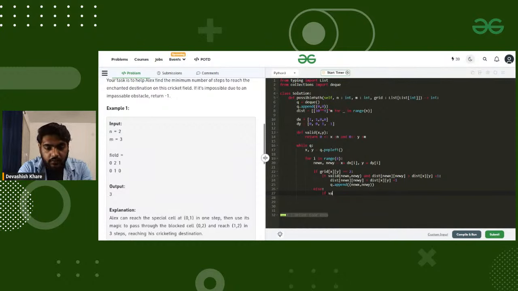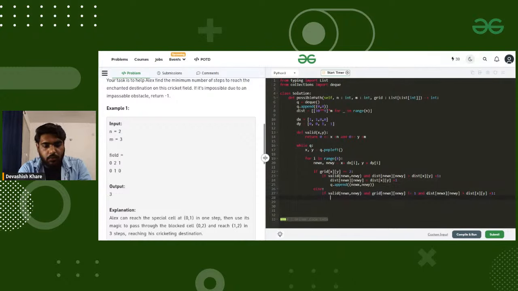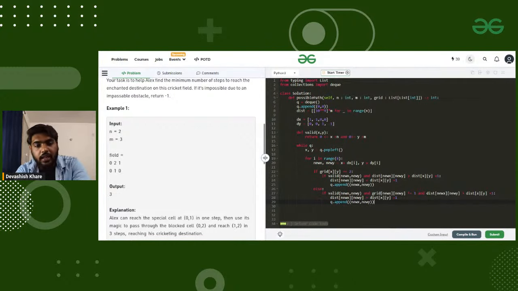So first of all, the foremost thing is to check valid. If the new x, comma, new y are valid, then we have to check the other condition. And the grid new x, new y is not equal to 1. That means these are not obstacles. And we have to check the distance condition again. If all these three conditions are met, only then we are going to be updating the distance and the queue. So I hope you have understood the problem so far. Once we have done that, the whole traversal will happen.